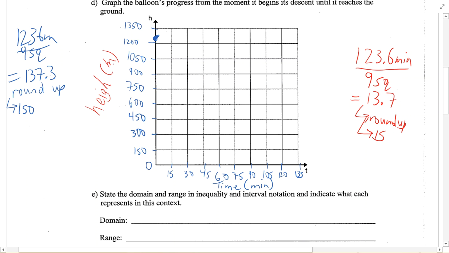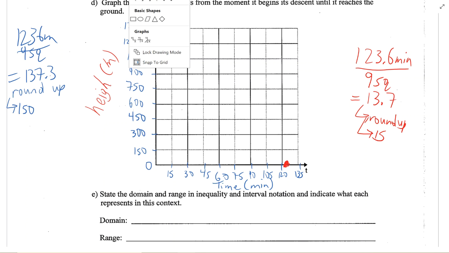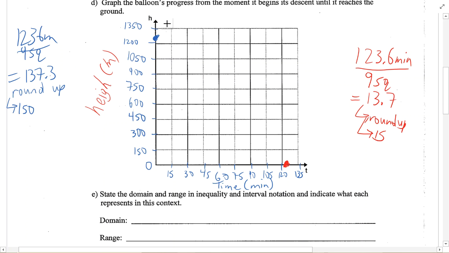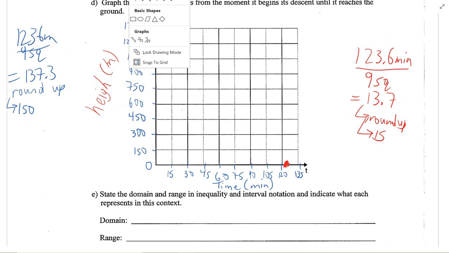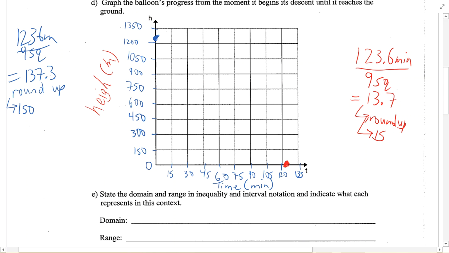So we have to now plot our x-intercept. And that's at 123.6. So that's going to be just a little bit more than 120. And then what do you think we're going to do? Connect them. Okay. So using a ruler, whoa, that's a little thick. Why is that so thick? Let's try there. There we go.